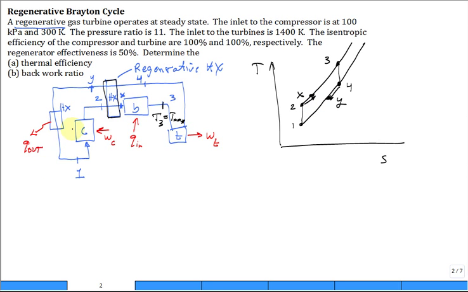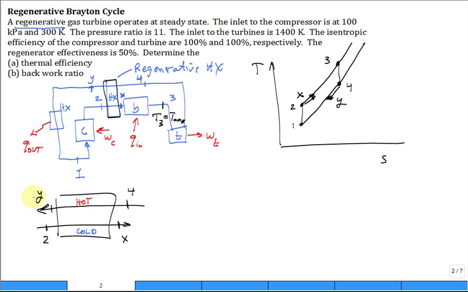Now, if you have a counterflow heat exchanger, which is common, and you have the hot side on one and the cold side on the other, they're both air in this case. This comes in at state 2. This goes out at state X. This comes in at state 4. This goes out at state Y.